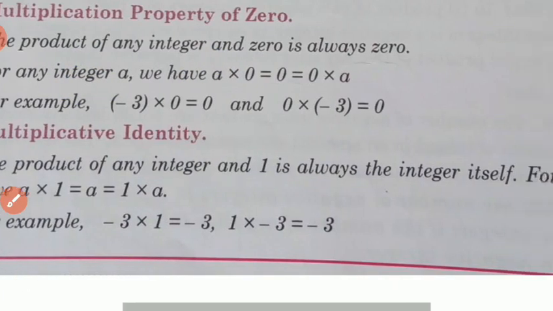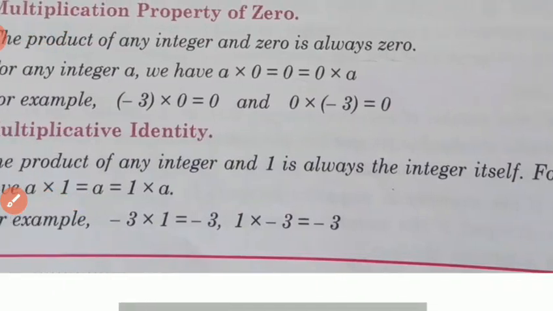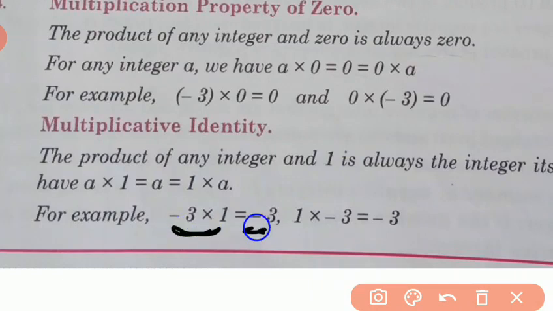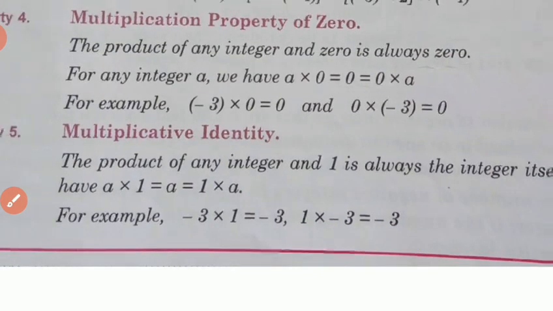So the product of an integer and 1 is always the integer itself. For example, minus 3 into 1. If we multiply minus 3 by 1, we'll get the same integer, minus 3, or 1 into minus 3. If we multiply minus 3 by 1, we'll get the same answer, minus 3. So here 1 is known as the multiplicative identity.